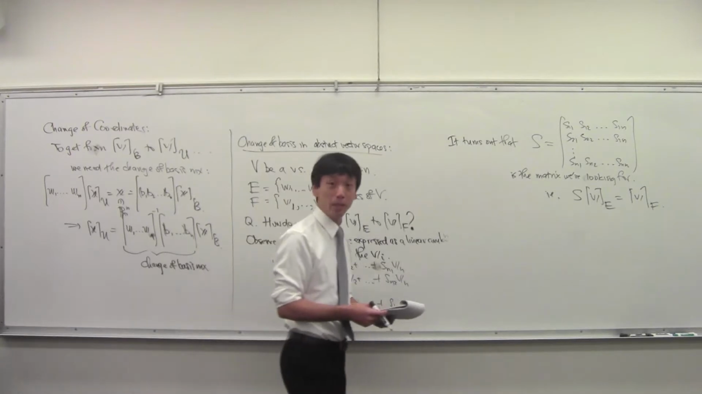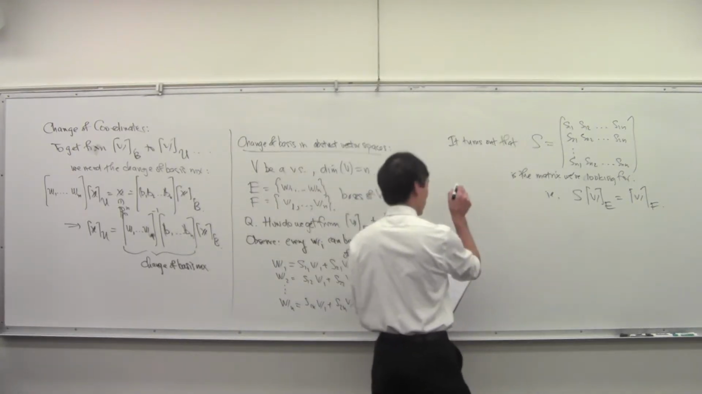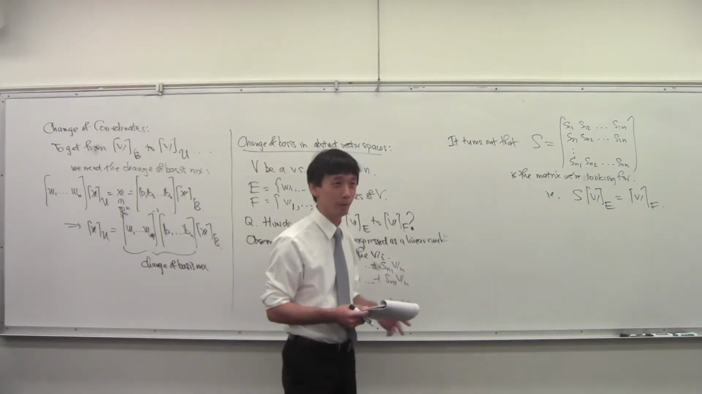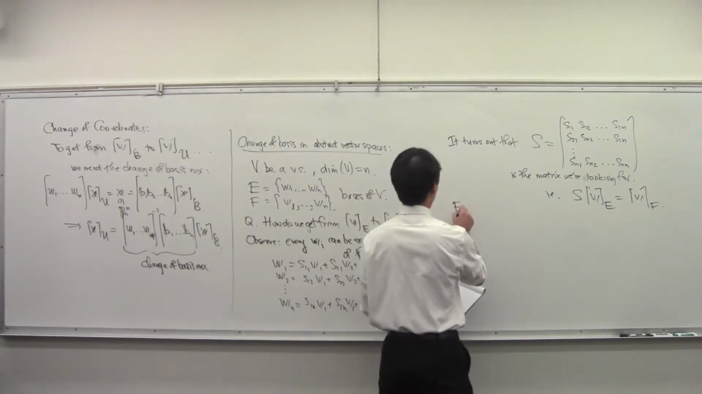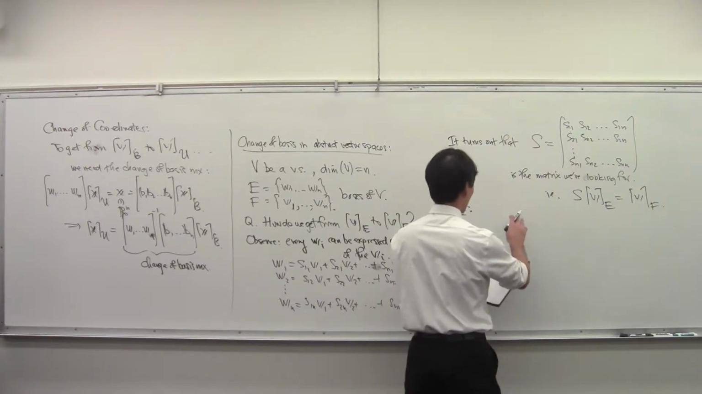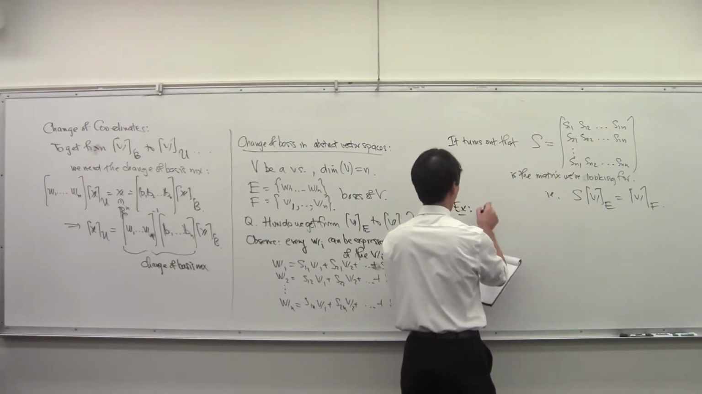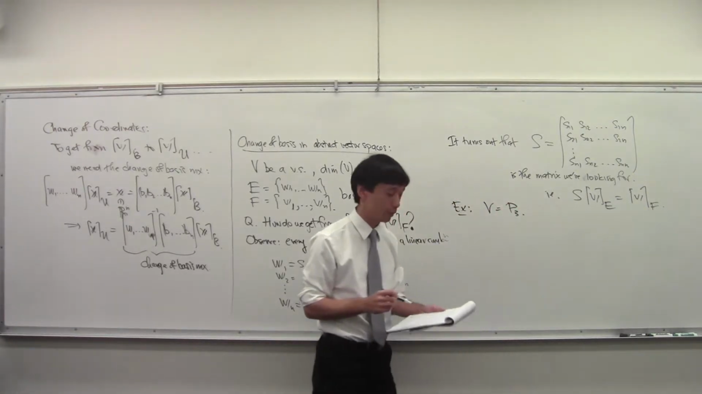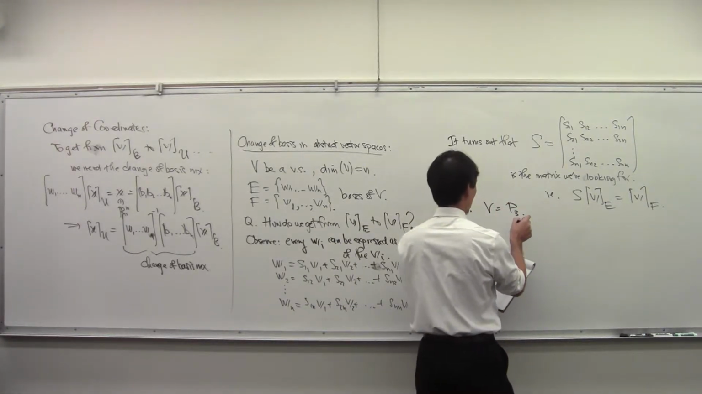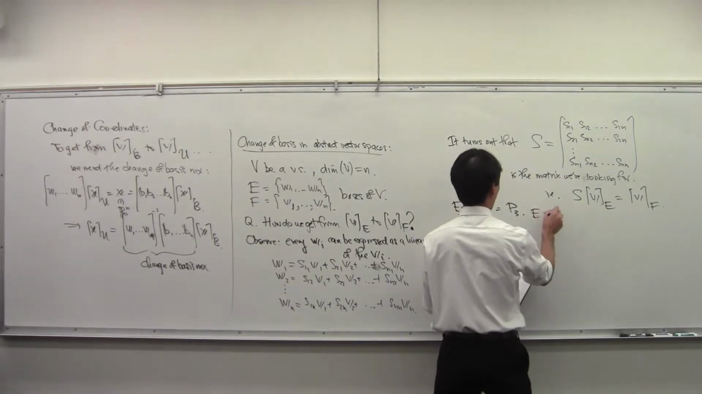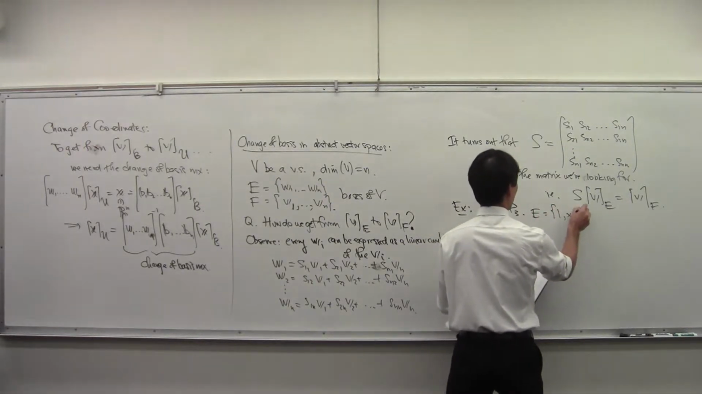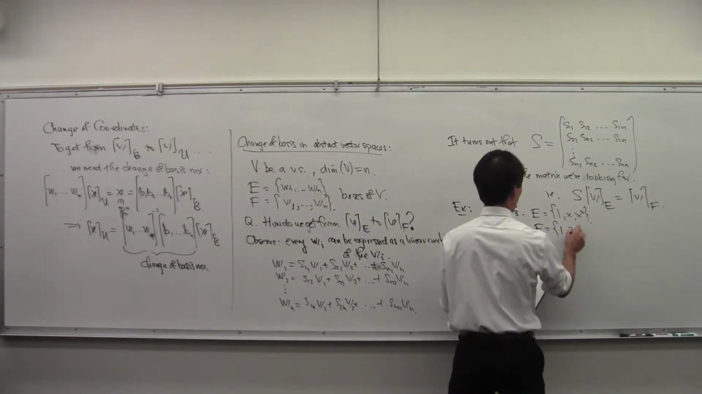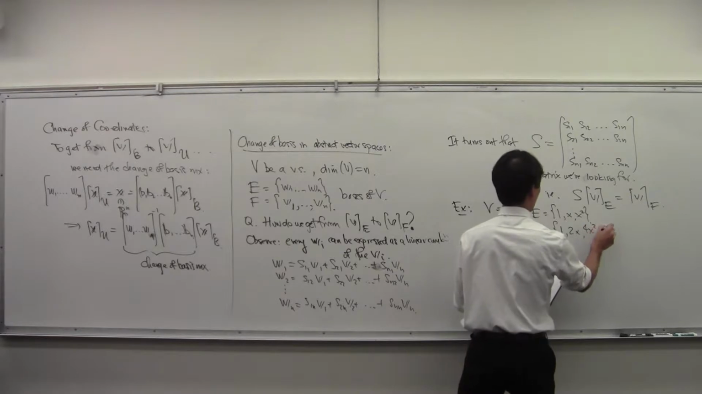Okay, before I explain the method, let me just do an example to show you how you would use it. So here's an example. Suppose your vector space is P3, polynomials of degree less than 3, and your first basis is 1, x, x squared. And your second basis is 1, 2x, 4x squared minus 2.